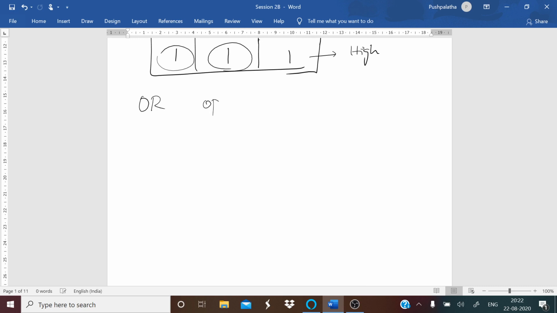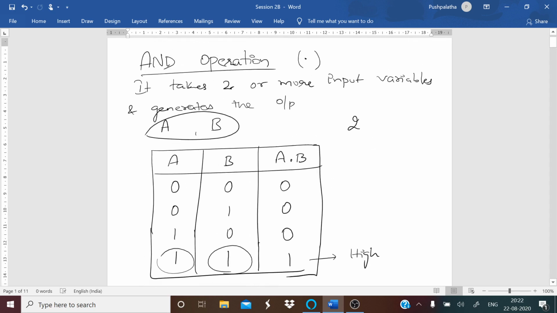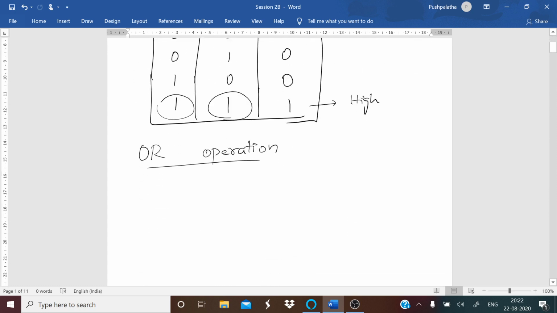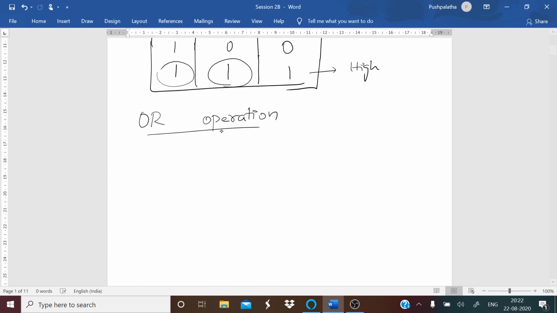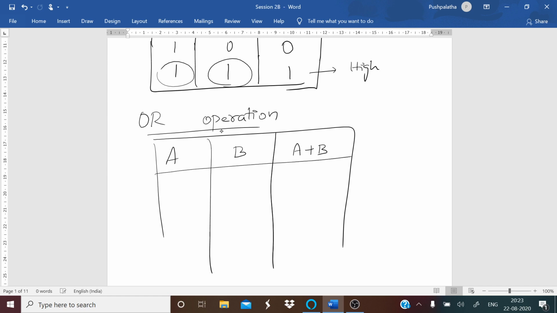In the same way, we have the OR operation also. Again, this definition remains the same. It takes two or more input variables and generates the output. Let us go with the truth table. As we have learned, the ORing is represented between two or more variables with the plus symbol. So A plus B. And again, you have the different values: 0 and 0, 0 and 1, 1 and 0, 1 and 1.